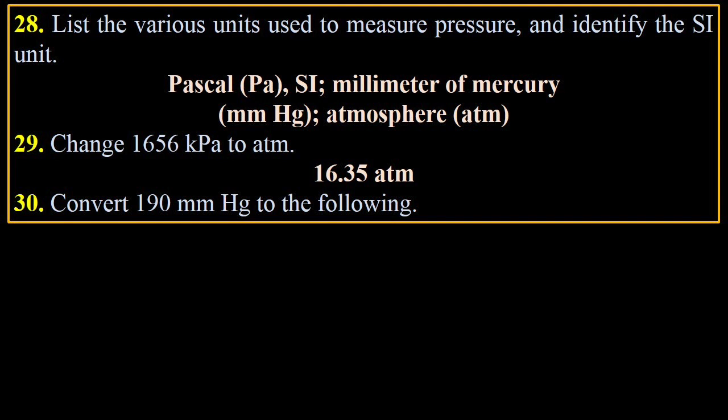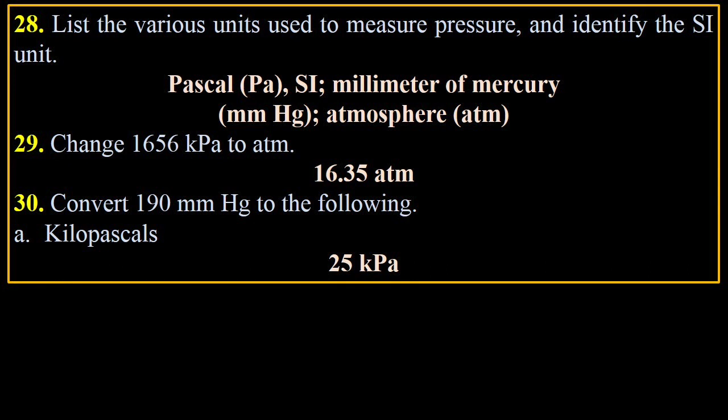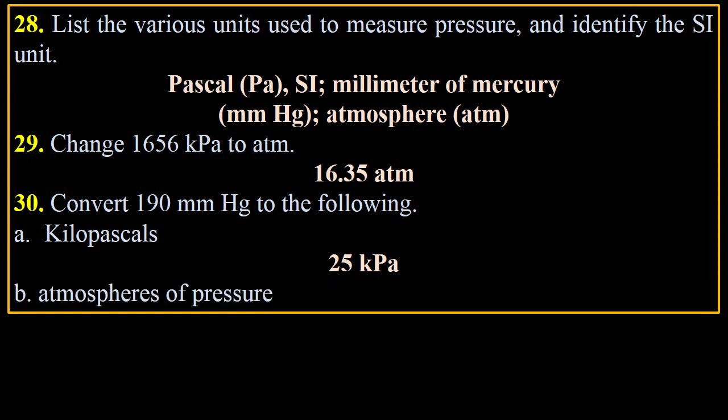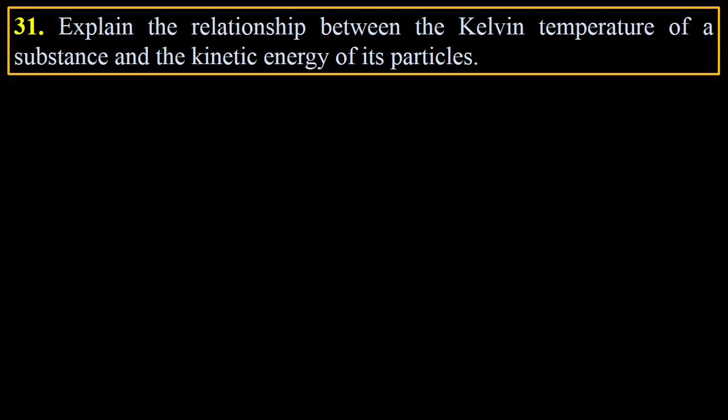I'm not going to show you the work for a conversion. These things should be pretty simple. Convert 190 millimeters of mercury to kilopascals. It's about a quarter-ish, so about 25. In atmospheres, it'll be about a quarter, 0.25, maybe 0.27. So, 0.25, and that's probably it, because it's usually millimeters of mercury, kilopascals, and atmospheres anyway.